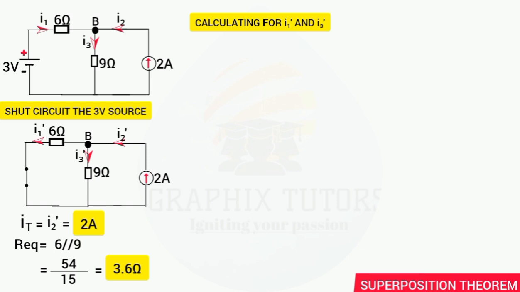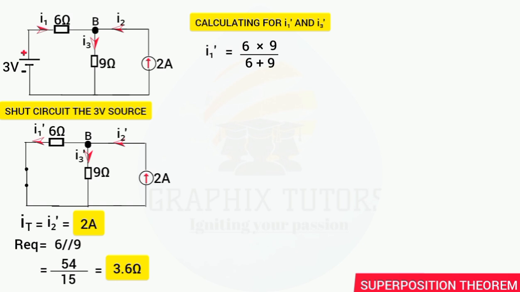Now, remember I told you earlier, the best way for you to remember how to use the current divider rule, let's just go one side here. Remember that my R equivalent is giving us 6 times 9 over what? 6 plus 9. Is that taken? And I want to look for I1 prime. Now let me remove the R equivalent and I put my I1 prime. You see what I'm doing?